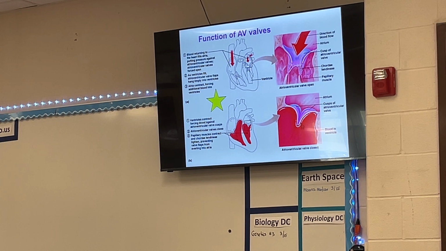And the semilunar are semilunar because they're curved like lunar ones. But they both work the same way, pretty much. The blood can only flow one direction, and then when the valves snap shut, which gives that lub-dub sound, they are going to prevent backflow, and if the blood were to try and go backwards, it actually presses the valve closed.